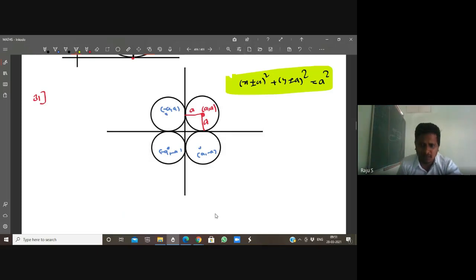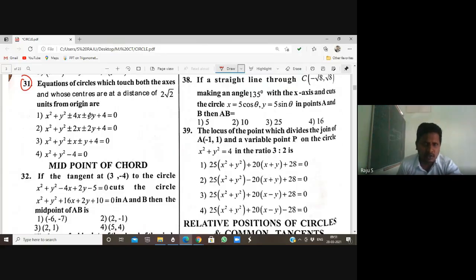Okay, fine. But when you observe here, the answers they gave are in terms of plus or minus 4, plus or minus 2, plus or minus 1. Which of the following options is correct? To find that, we need to find whether a value is 4 or 2 or 1. So for that they gave the distance: whose center is at a distance of 2 root 2 units from the origin.